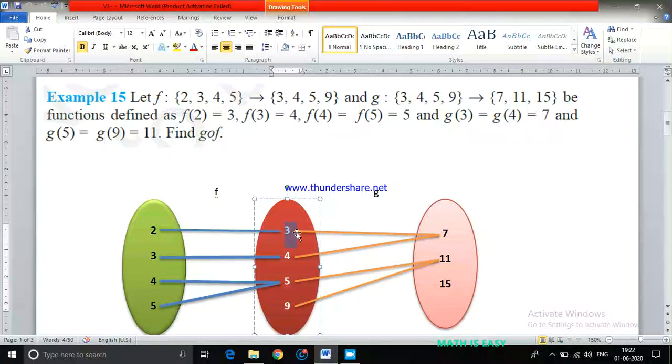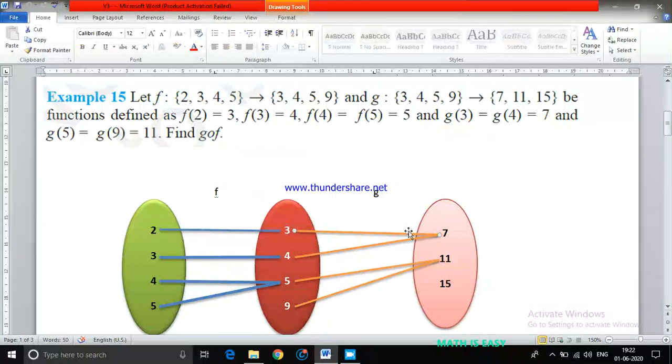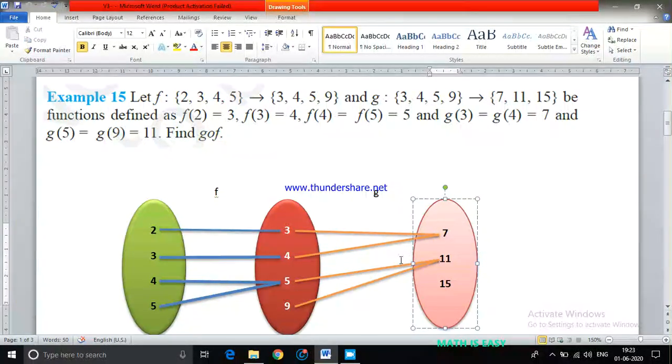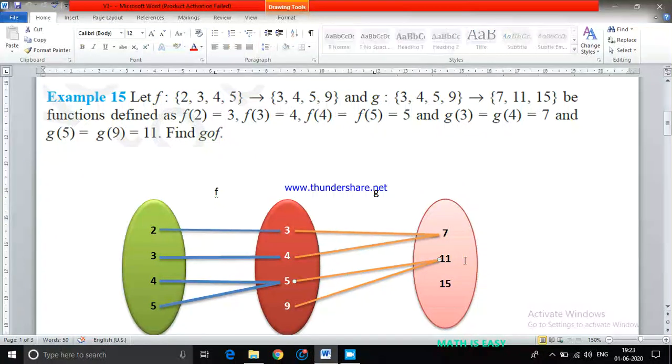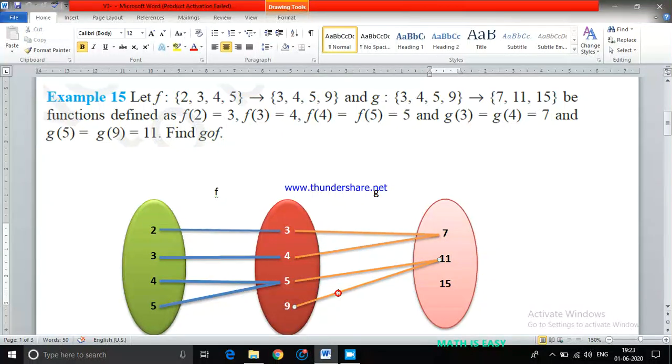Okay, so 3 is mapping to 7, because g of 3 equals g of 4 equals 7. That means 3 and 4 both are mapping to 7 only. Next, g of 5 and g of 9 both equal 11. That means 5 is also mapping to 11, and 9 is also mapping to 11.